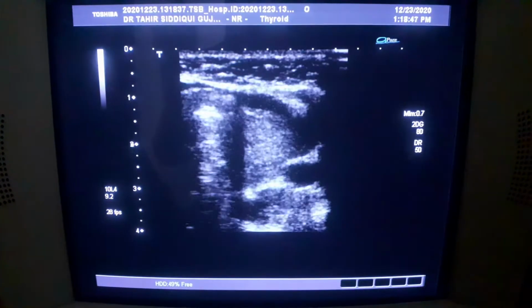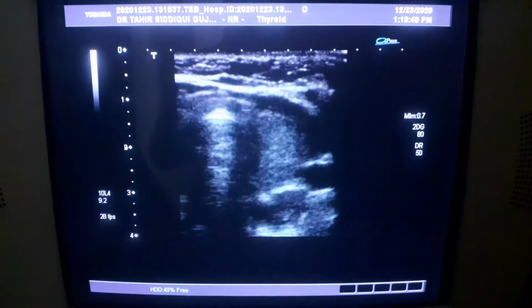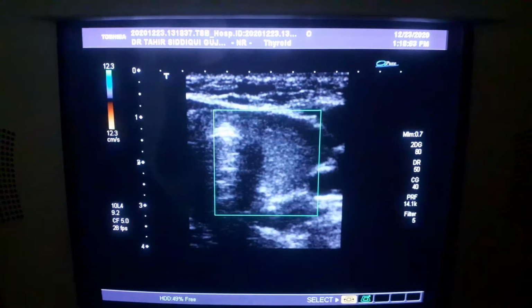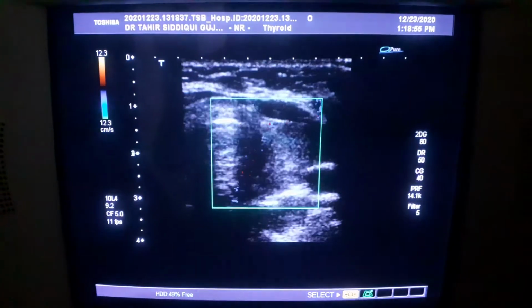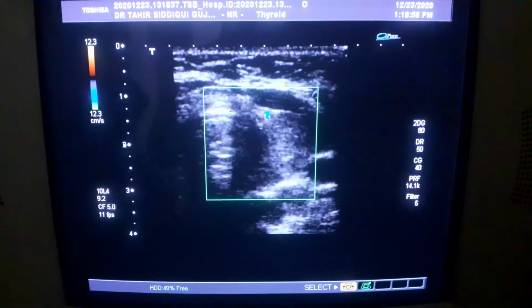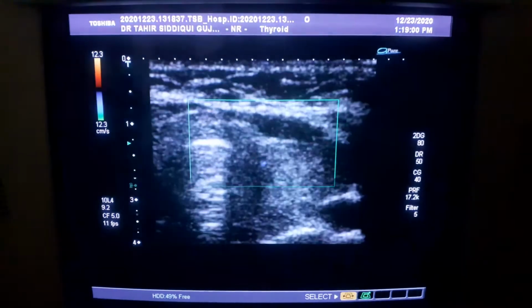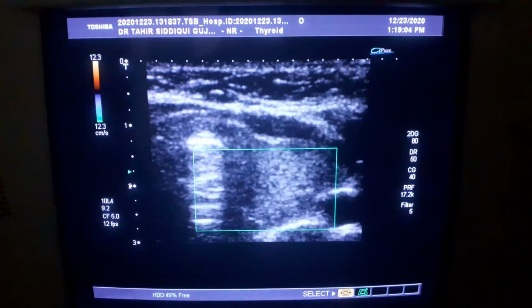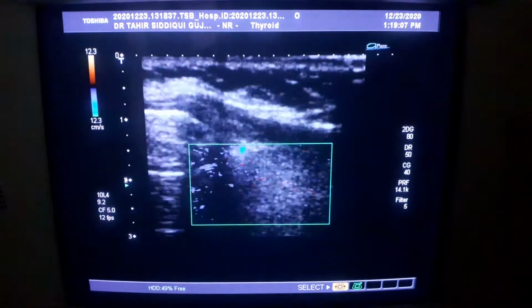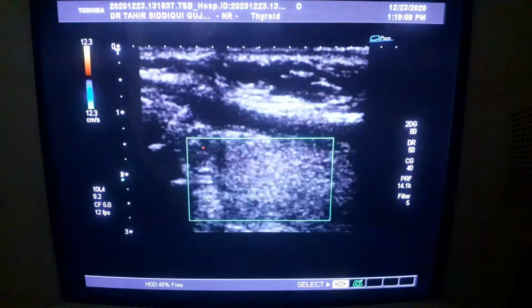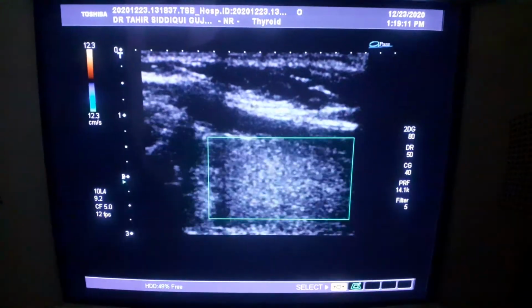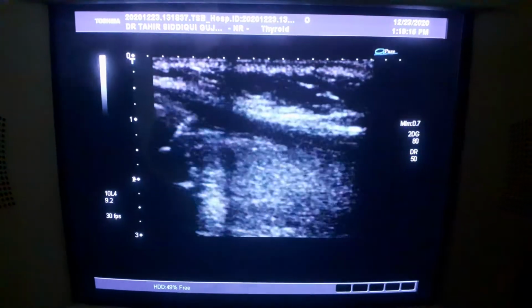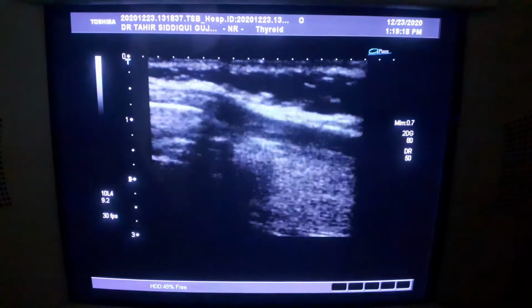Here we are again. You are seeing the same picture. The echogenicity is normal, no abnormality of the echogenicity of the parenchyma in transverse section. Now this is the longitudinal section of the lobe. It's normal. It does not show any hypervascularity.